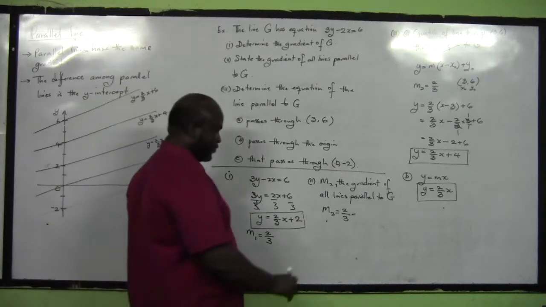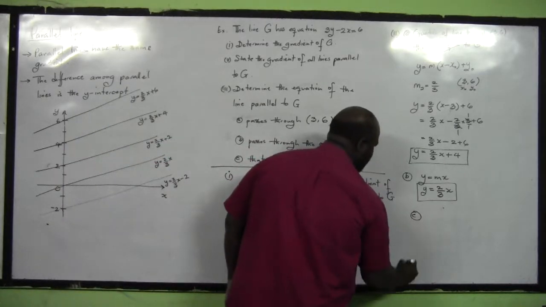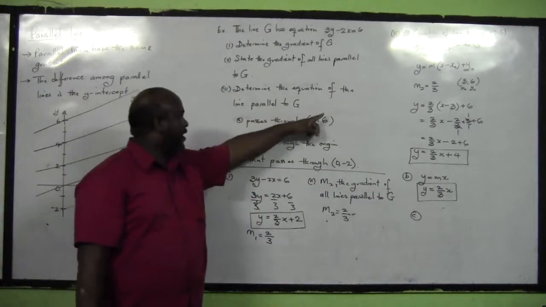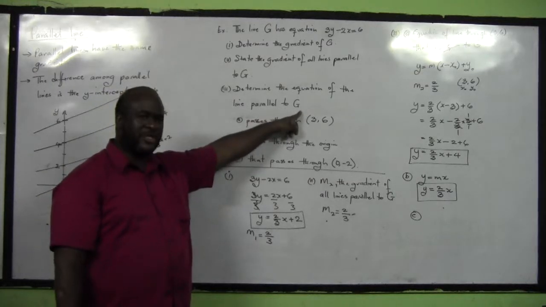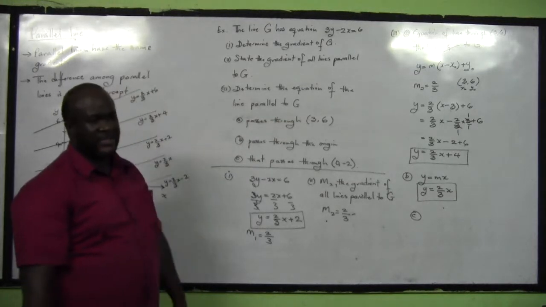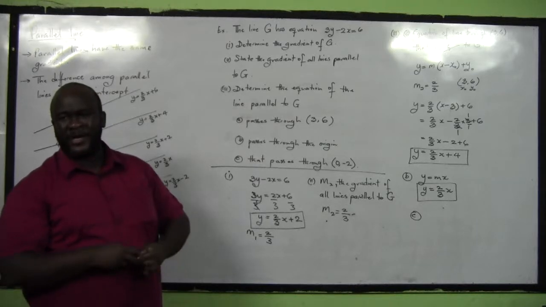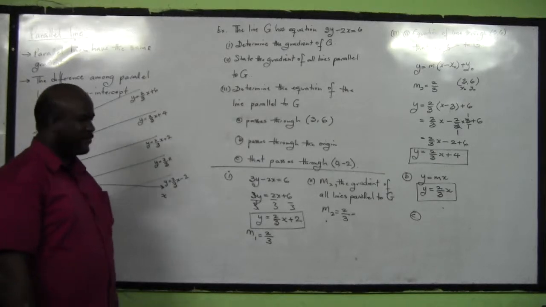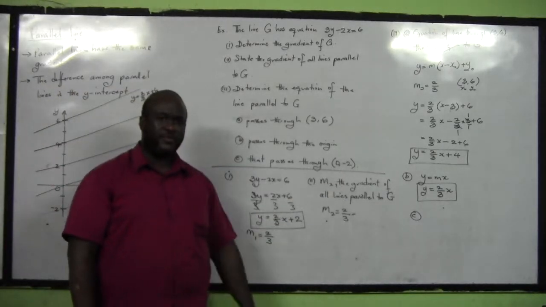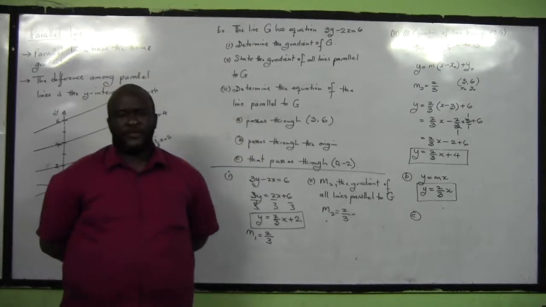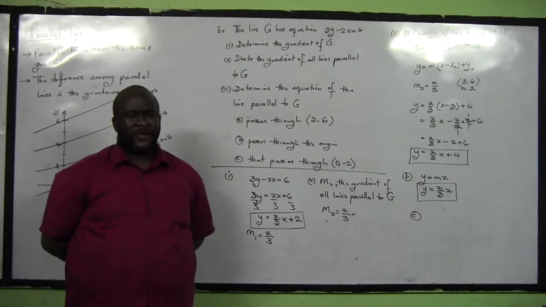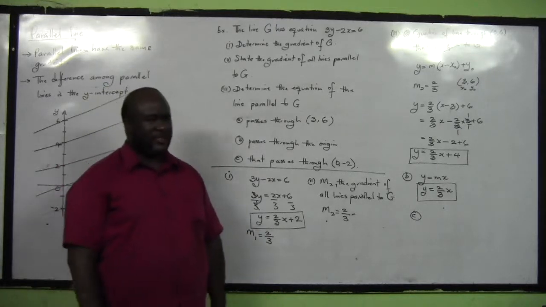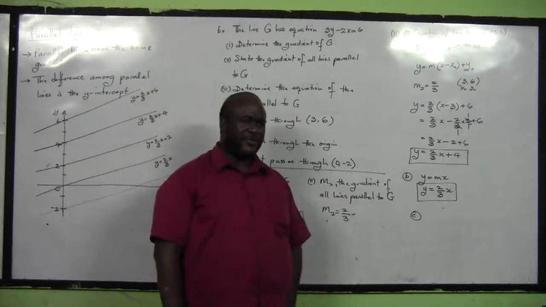Lastly, we need to determine the equation of the line that is parallel to G. In each instance, the line I need to find is parallel to G, and it passes through the point 0, minus 2. I've seen the examiner do this already. There's a little trick to it. I'm going to use the formula, but I didn't need to.